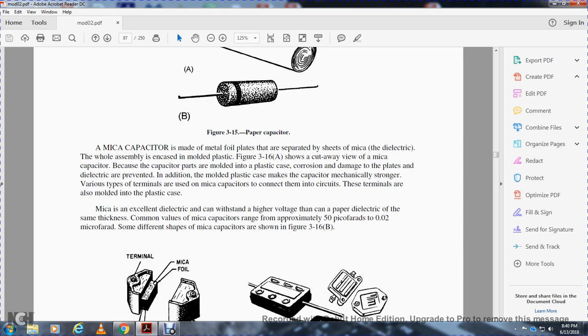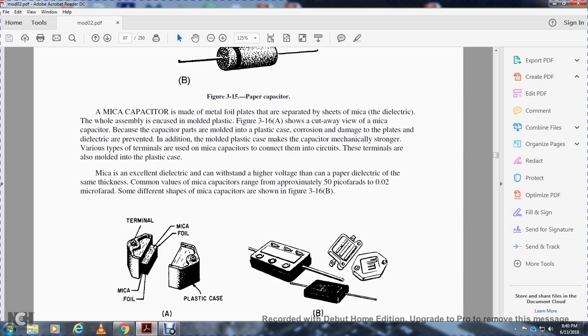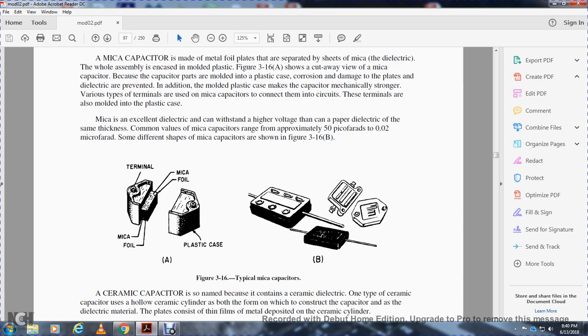All right, mica capacitors have an excellent dielectric and can withstand high voltage. Common values for mica capacitors range between 50 picofarads and 20 microfarads. The different shapes of the mica capacitor are shown in figure 316B. 316A shows the mica foil in a plastic case. This shows 316B.